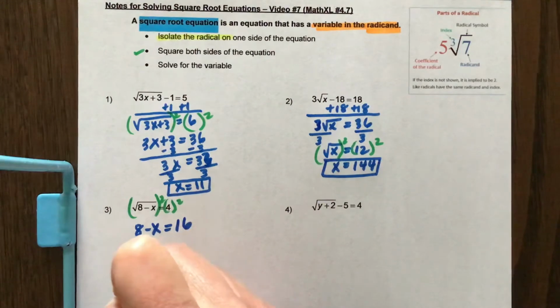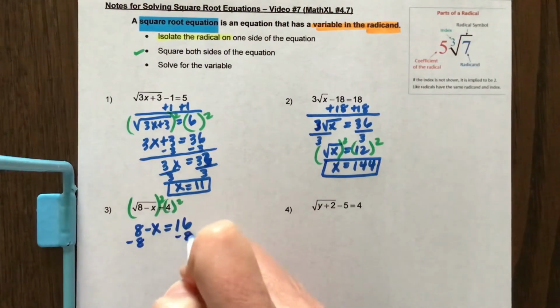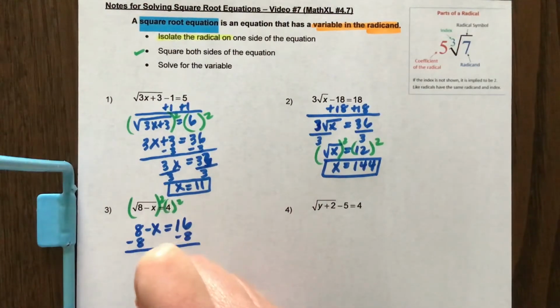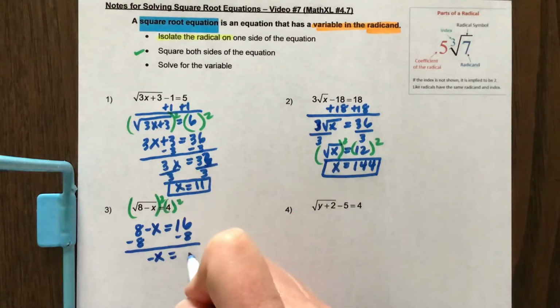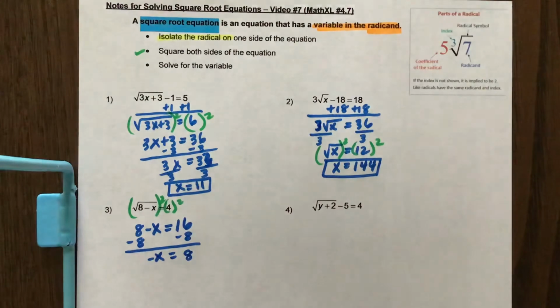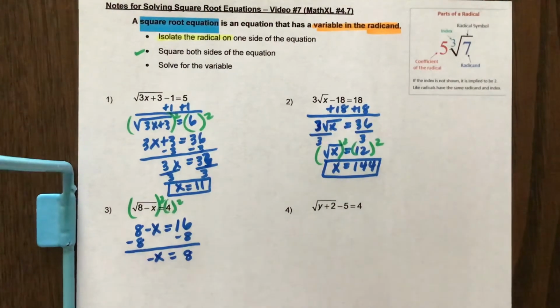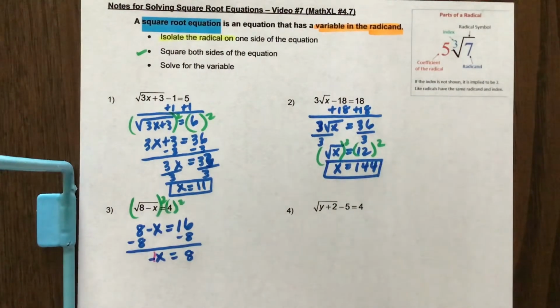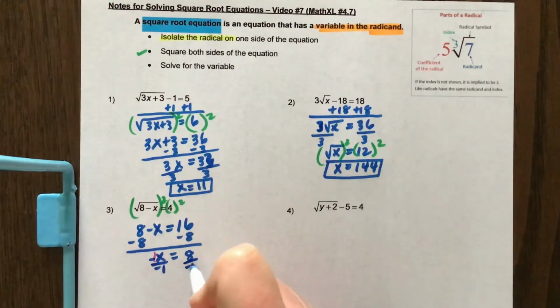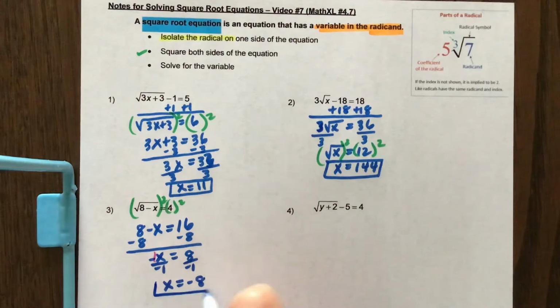So we need to get that x by itself. We'll subtract our 8. And now we've got negative x is equal to 16 minus 8, which is 8. Remember that that negative in front of our x is really a -1. So that means I need to divide both sides by -1. So x is equal to -8.